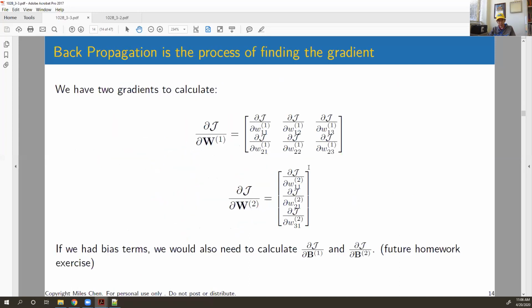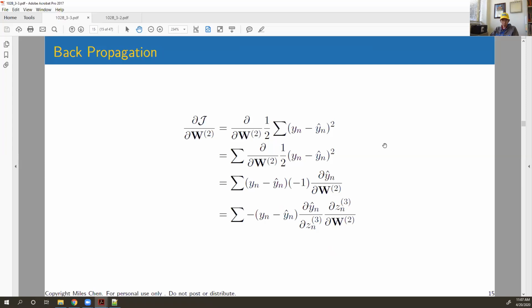On Friday we worked through this for the second weight matrix, the first gradient that we could find. We said the second weight matrix is a 3×1 matrix, and therefore the gradient of the loss function with respect to W2 is going to be a 3×1 matrix. The gradient of the loss function with respect to W1 has to be a 2×3 matrix, because W1 is a 2×3 matrix.